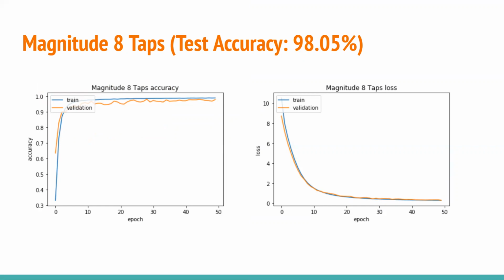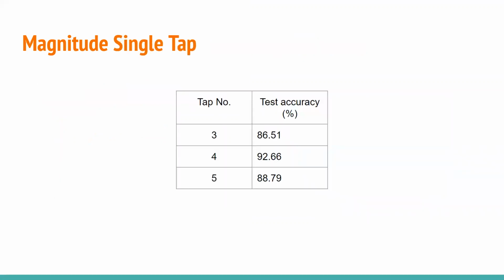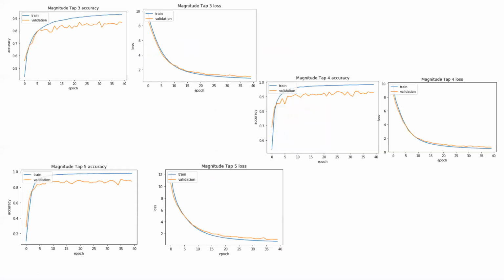Now let's continue our experiments with magnitude single tap. Here as well, we tested on taps 3, 4 and 5 and got a pretty good test accuracy of 86.51, 92.66 and 88.79%. So this again shows that there isn't much of a change from whatever observations we made for the single file case. Let's take a look at the accuracy and loss plots. Here you can take a look at how they're converging. Now let's move ahead to the next set of experiments.